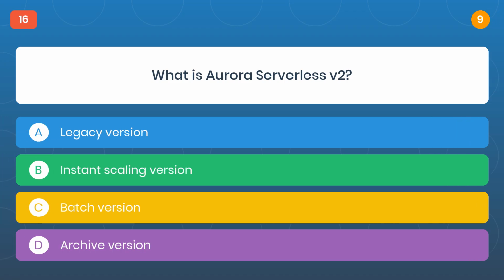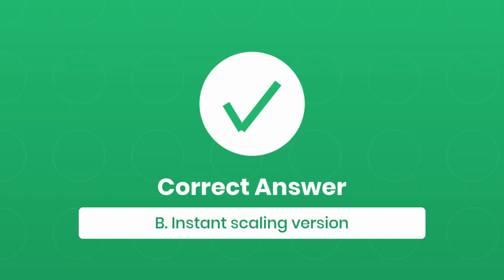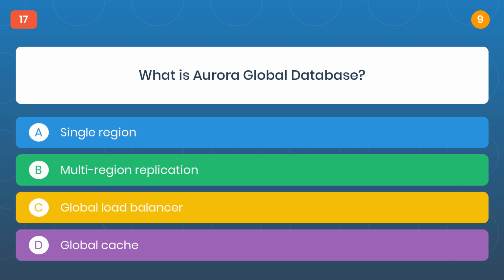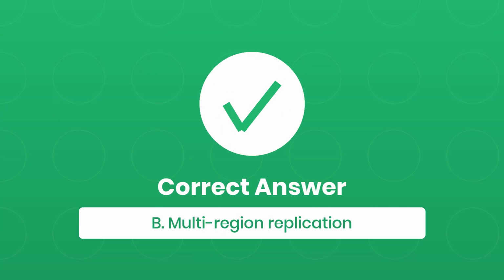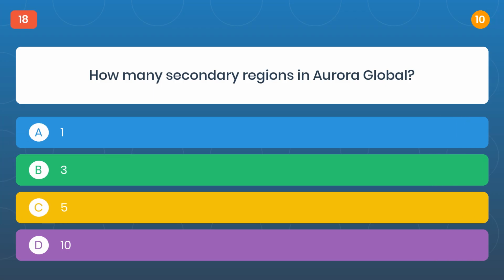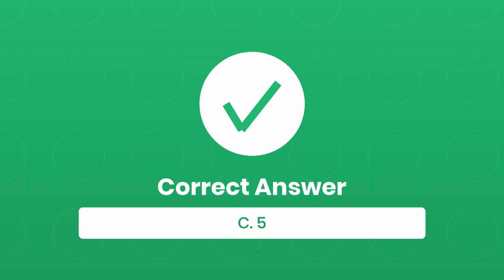Question 16. What is Aurora Serverless v2? The correct answer is B, instant scaling version. Question 17. What is Aurora Global Database? The correct answer is B, multi-region replication. Question 18. How many secondary regions in Aurora Global? The correct answer is C, 5.